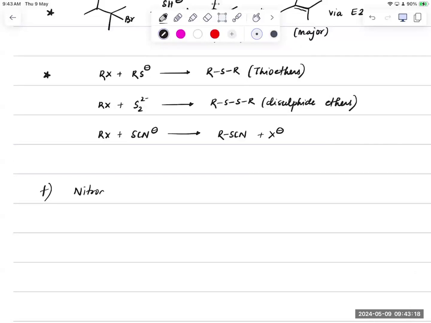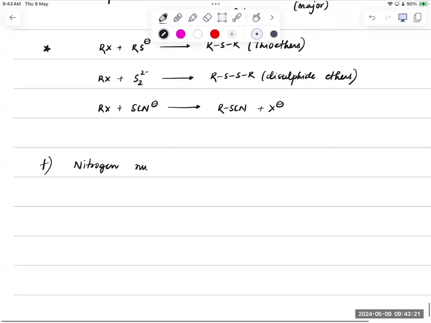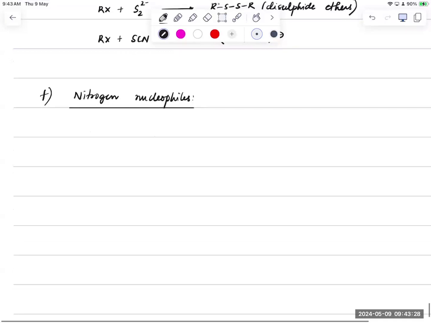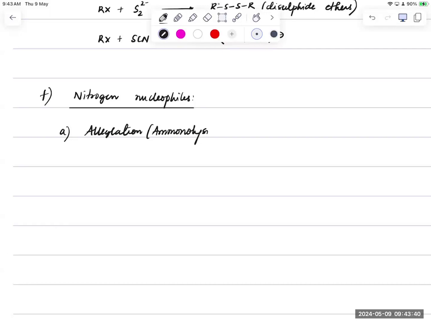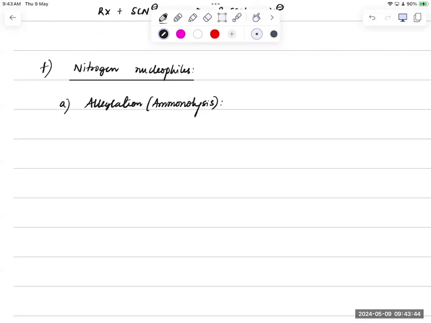Nitrogen-based compounds. Nitrogen nucleophiles. Notice how the nitrogen nucleophiles behave. First is alkylation, which is also known as ammonolysis, because we are adding ammonia to this. What would be the reaction? As I have explained already, if alkyl halide is in excess and ammonia is in less quantity, the reaction will keep on going till it becomes the quaternary ammonium salt, X minus. This is major.